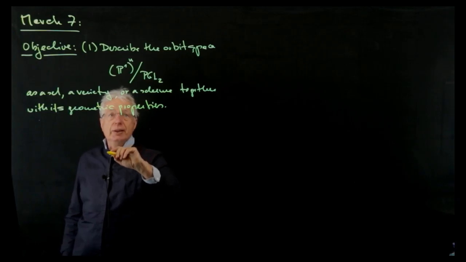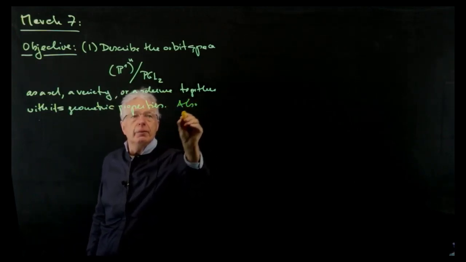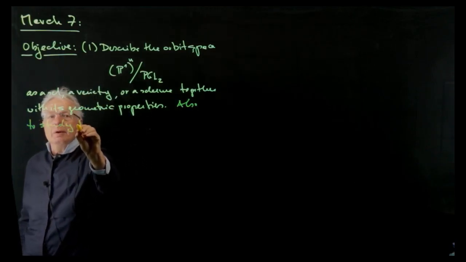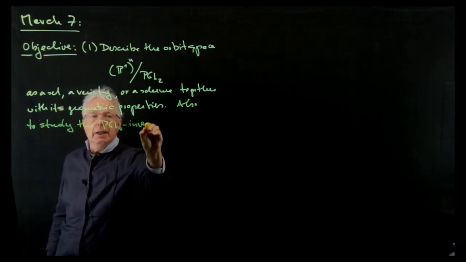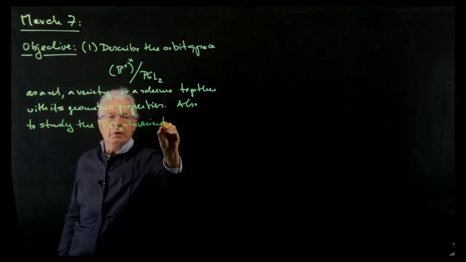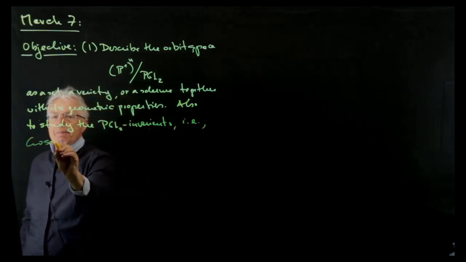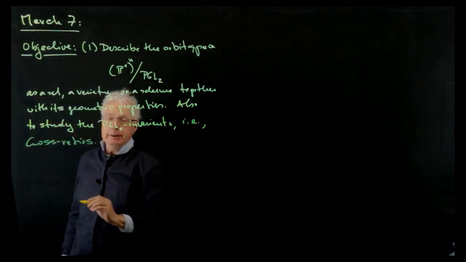We also want to understand the invariants, to study the PGL2 invariance. We already saw these were the cross ratios, and we will come back to them a little bit later.